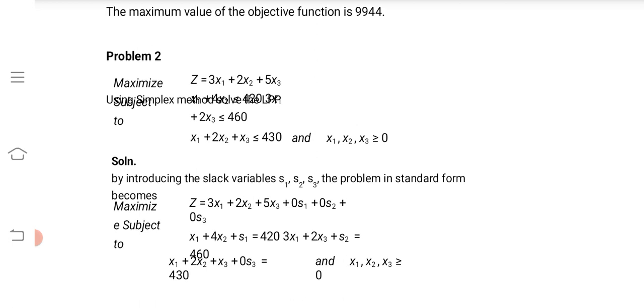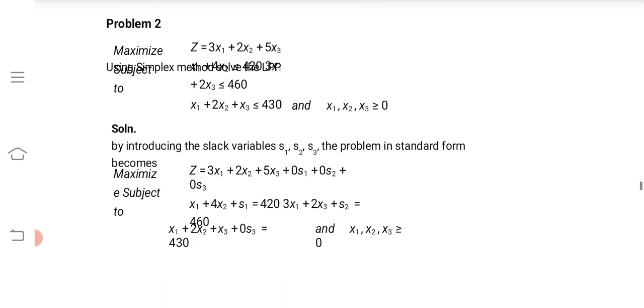Maximize the equation 3x1 plus 2x2 plus 5x3, subject to the constraints: x1 plus 4x2 is less than or equal to 420, 3x1 plus 2x3 is less than or equal to 460, x1 plus 2x2 plus x3 is less than or equal to 430.